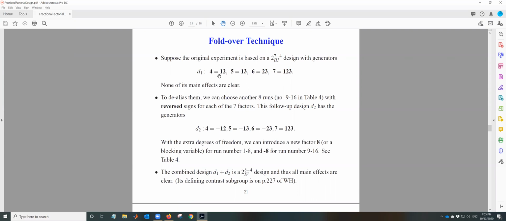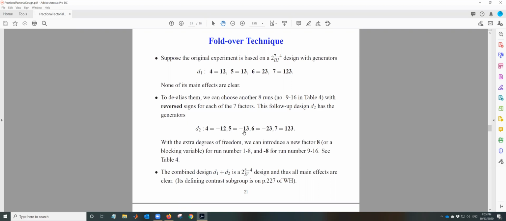Now, if we want them to be clear, how to do that? To de-alias them, we can choose another 8 runs with reverse design for each of the 7 factors. This follow-up design, D2, will have the generators. That means 4 equals to minus 1, 2. Okay.